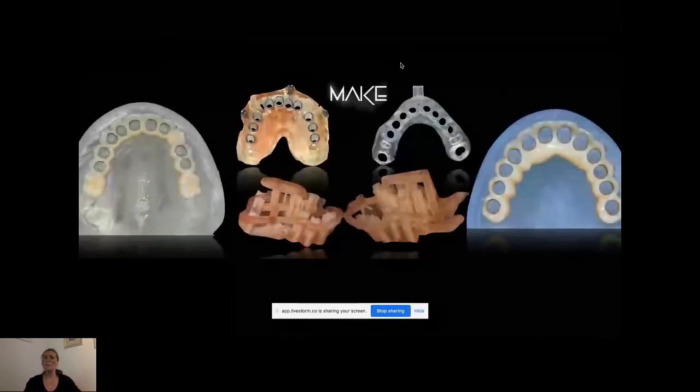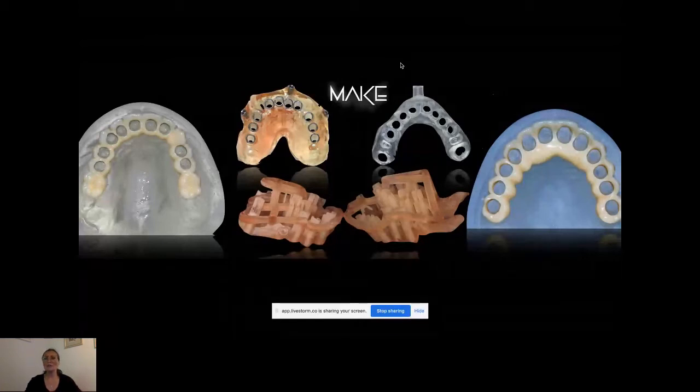Okay, let's step to the make stage. The make stage is the manufacturing through printing and milling procedures of the model, of the provisional, of the guide, and later on of the final too.